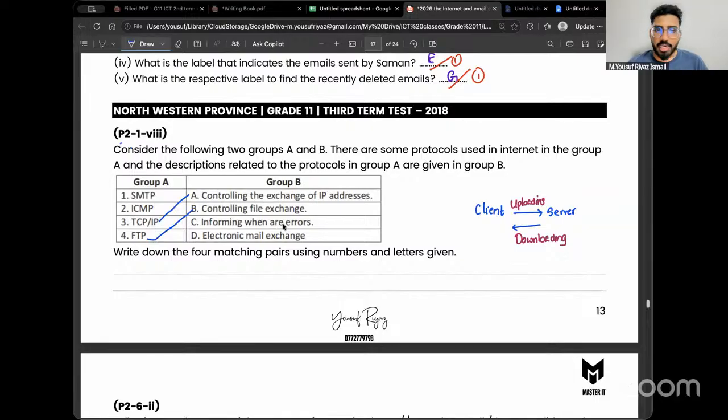And informing when there are errors. On certain websites you might get a 404 error, 500 error, page not found, website is not loading. All those error numbers, those are handled by whom? Perfect. That's handled by ICMP. And electronic mail exchange between two mail servers, the emails are normally exchanged by whom? It's done by, correct, SMTP.